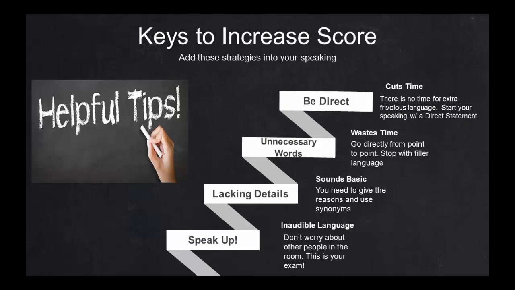Some ways to increase your score: be direct. Use the active voice, not the passive voice. Be very, very direct. You don't have time for frivolous language. Don't use unnecessary words. Go directly from point to point. Don't use any filler language. Filler language is when you say things like, for 2 main reasons, or he gives 2 examples, or just extra language that's taking your time.